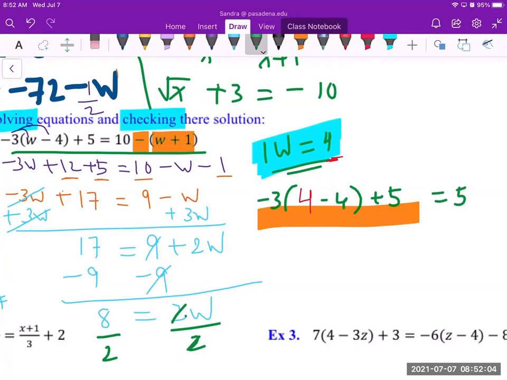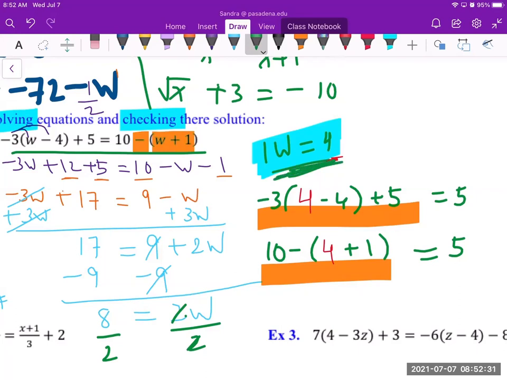Okay, now I'm going to get the other side. 10 minus, then plus 1 here. And I'm going to input the value of the variable, which is 4. Put this into your calculator the way you see it with those parentheses, and the answer should be equal to 5. If you get the answers to be the same, then that means that your answer is right. And that's it. That would be your answer. Your answer is W is equal to 4.